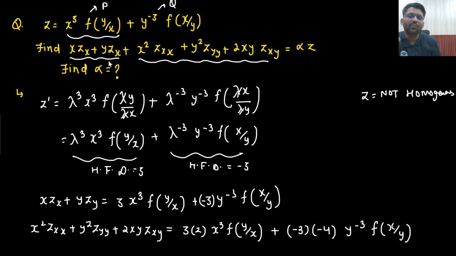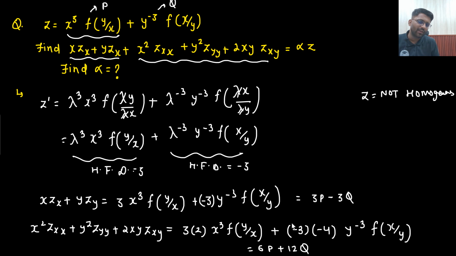So separately this will give me 3 into p and this will give me minus 3 into q. So 3p minus 3q. And separately this will give me 3 into 2, 3 into 3 minus 1, that means 3 into 2p, that means 6p, and this will give me minus 3 into minus 3 minus 1, that means 12q. So here the result is 3p minus 3q, and here the result was 6p plus 12q.